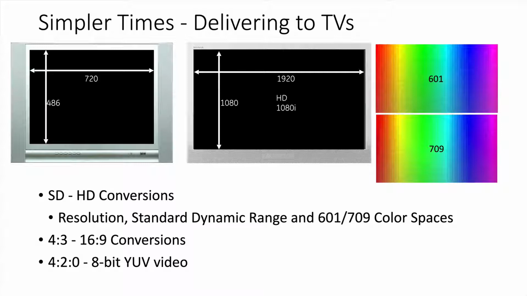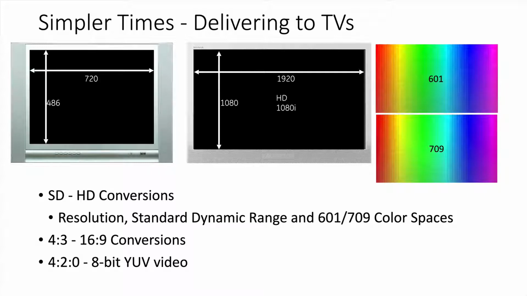Now, a while back, but really not that far back, times were simpler. Basically, delivery to TVs were modeled after CRT displays, which had a color space of 601 or 709 and addressed the brightness of pictures to about 100 nits. And in essence on this, the conversions were fairly simple.